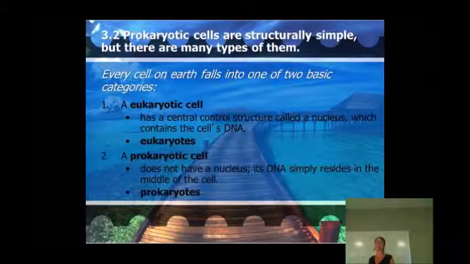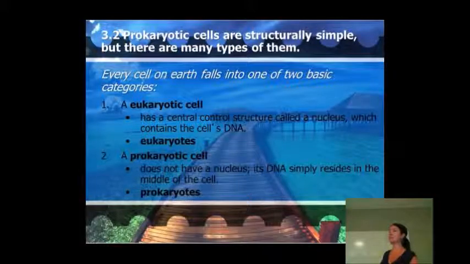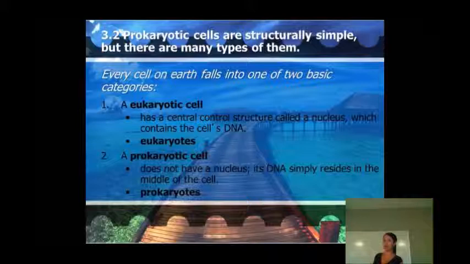So the first type of cells that we're going to talk about today is prokaryotic cells. When you hear that word prokaryote, think of primitive cells. Prokaryotic cells are very structurally simple, but there are many, many different types of them. When we talk about cells, every cell on Earth falls into one of two basic categories. It's either a eukaryote or a prokaryote.